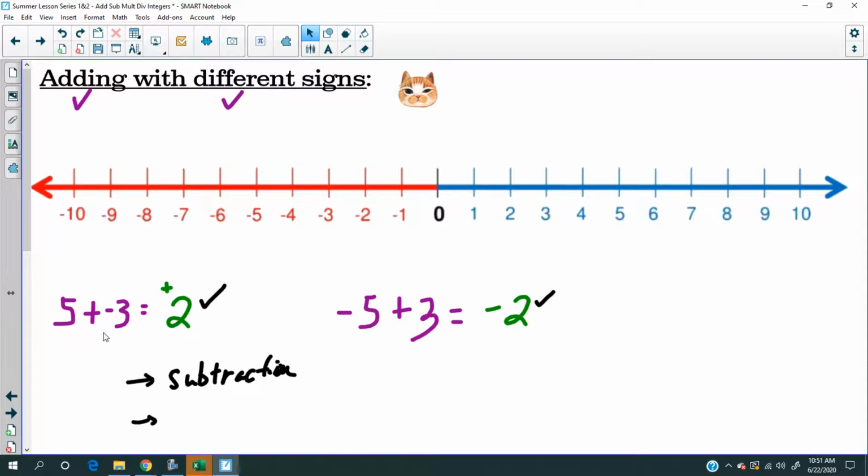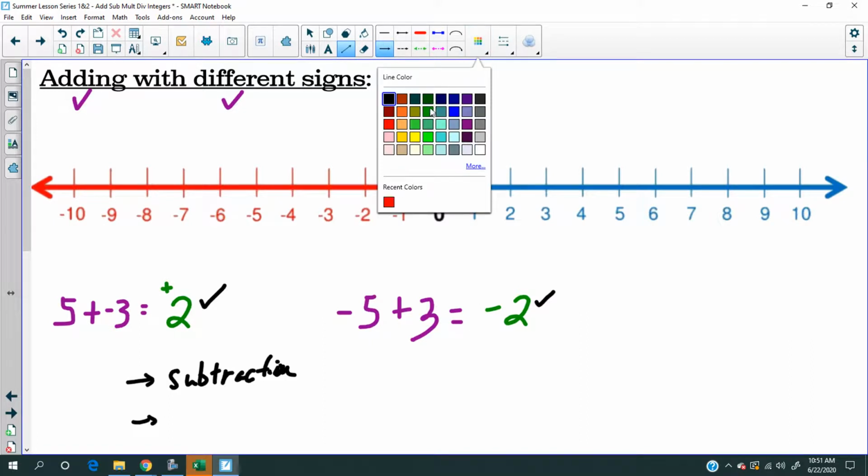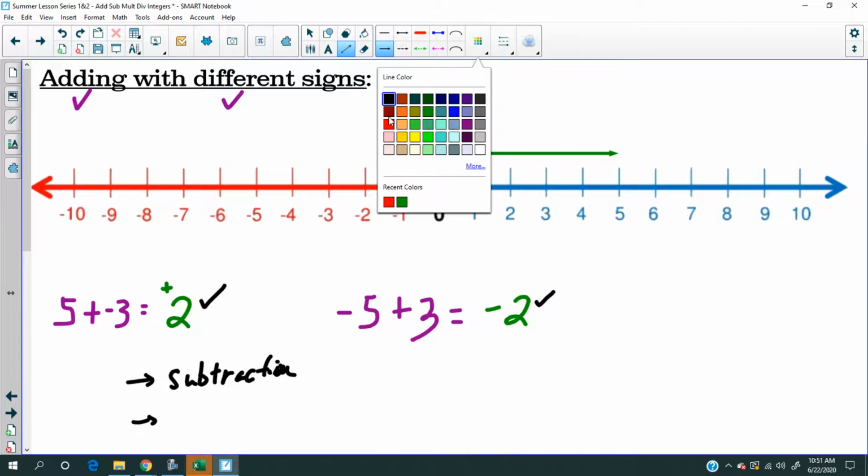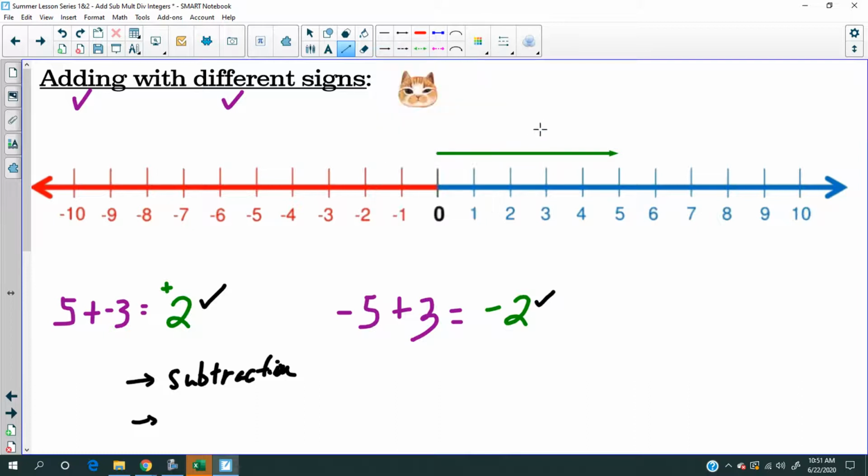Watch this. 5 plus -3. So let me use a green line instead. If I start at 5, let's say I go from 0 to 5. That's 5 plus -3. Now I have to go back in the other direction. I have to go 3 to the left. 1, 2, 3. Guess where I ended up? Yeah, 2.